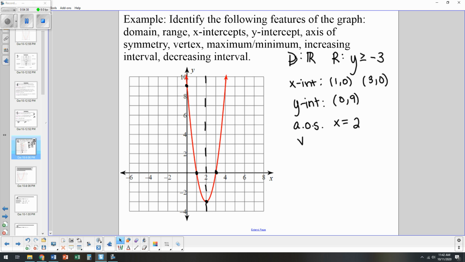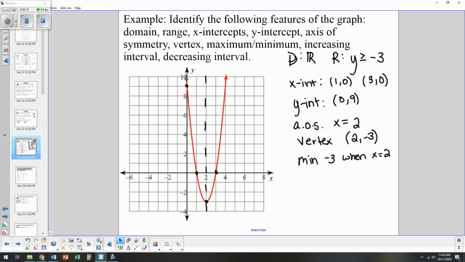The vertex. The vertex is the point where it changes. So notice it was changing down, down, down, got to here, and started going up again. So this point is the vertex, and that's at 2, -3. Since there's the bottom, right? That vertex is the lowest point. It's a minimum. So the minimum value is negative 3 when x equals 2. So the minimum value is negative 3, and it occurred when x equaled 2.